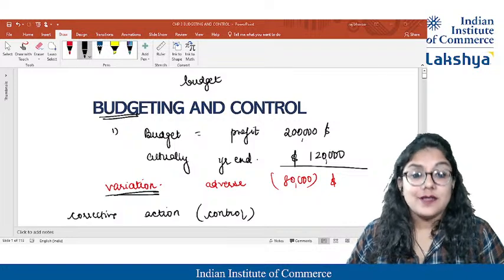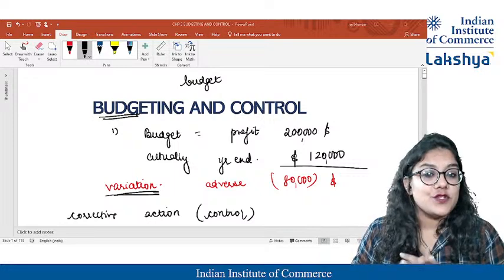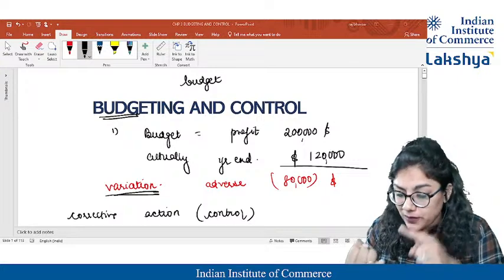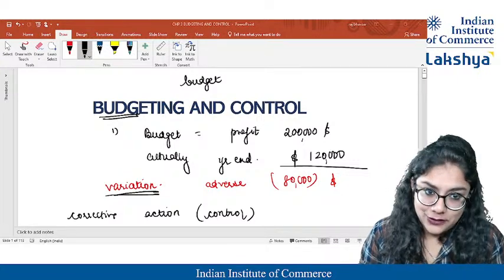So yes, students, now when we are at an APM, we are at a professional level. So just the marking of the financial terms will not be enough. We have to clearly interpret them. And that is what is the importance of budgeting and control.